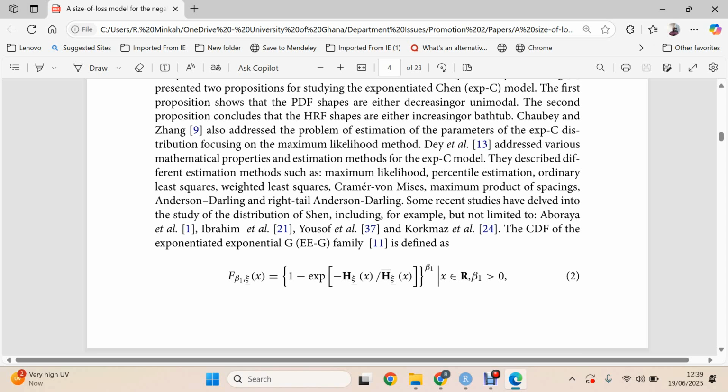Because when you have data, they may follow different patterns. So if you have a distribution that will be able to cater for all of them at a go, depending on the structure of the data, then that's better.